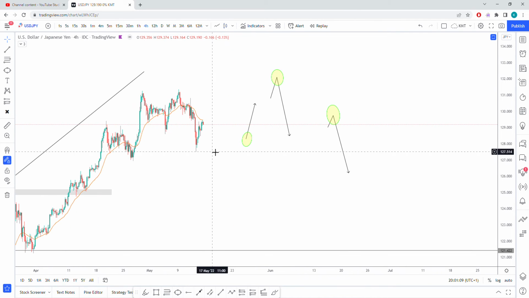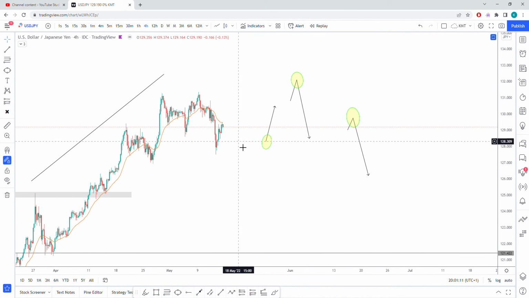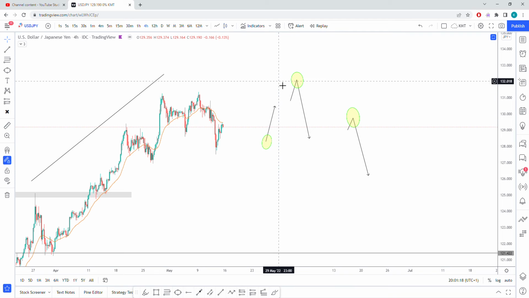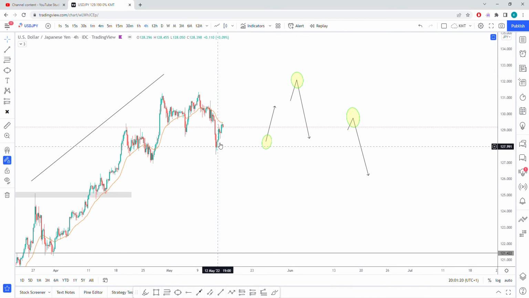So my game plan with UJ for this week is pretty much looking at three scenarios. We're either going to be looking for price to push up, in the sense that we start to see price already picking up the pace. And if it does break up and goes into the 132 realm, we could have the opportunity for price to sell back off to the downside.